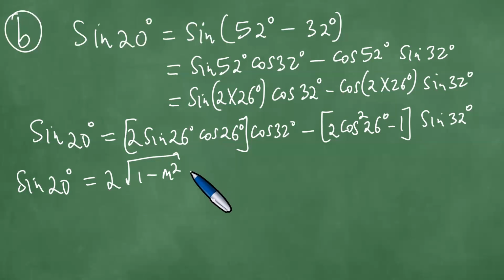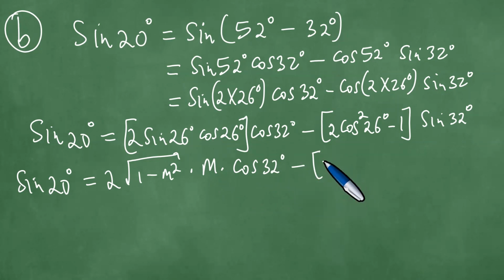Right, the cosine of 26 degrees was given as m. That leaves us with just the cosine of 32 degrees here, minus 2 times the cosine of 26, which is m, so that is 2m squared minus 1, times the sine of 32 degrees. Like so. It remains to just find the cosine of 32 and the sine of 32 degrees. And we find those as follows.